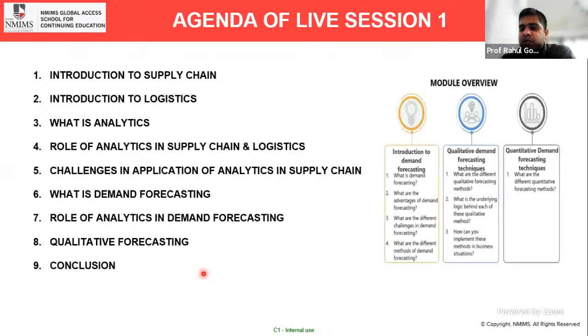So from the module point of view, this is what module one is about, demand forecasting. By end of today's session and session two, we should be comfortable with this set of topics. By session two, we should know what demand forecasting is about, what are the advantages of demand forecasting, what are the challenges, what are different methods of doing demand forecasting. Then there are two ways, like I said, of forecasting demand: qualitative and quantitative. When we talk about qualitative, what are the different methods, what is the logic behind each of these qualitative methods? Some of the examples, some situations we can see, and then we talk about the quantitative forecasting method.